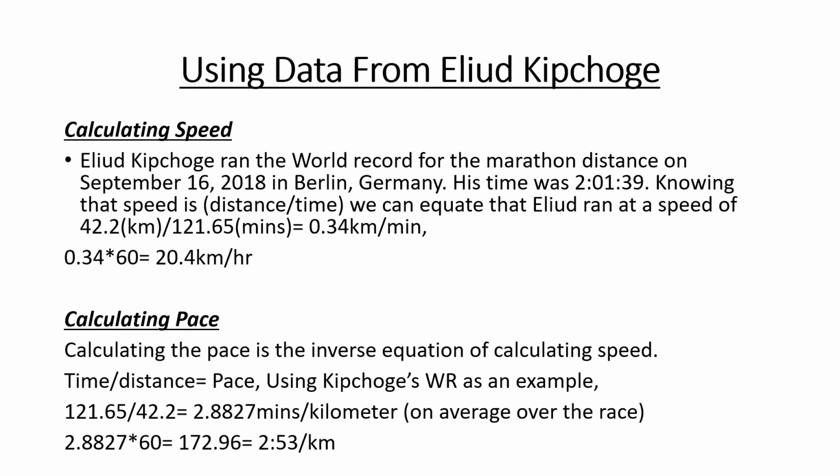Using data from famous runner Eliud Kipchoge. On September 16th, 2018 in Berlin, Germany, Eliud Kipchoge ran the world record for the marathon distance. His time was 2 hours, 1 minute, and 39 seconds. Knowing that speed is distance divided by time, we can calculate that Eliud ran at a speed of 42.2 kilometers divided by 121.65 minutes, which equals 0.34 kilometers per minute.